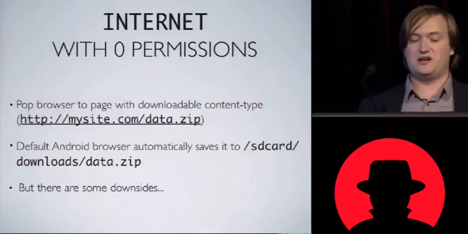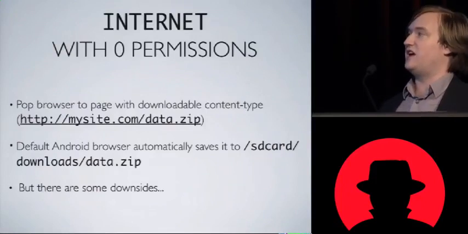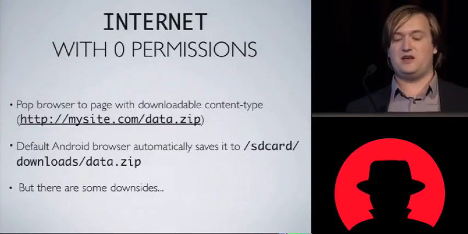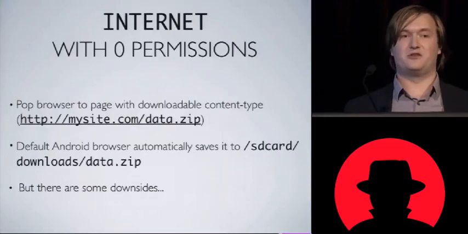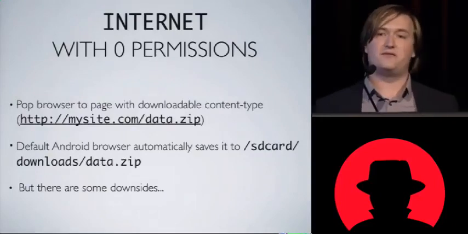So an easy way to do this would be to just pop the browser open to, say, a zip file, anything with a downloadable content type, and the browser will automatically save it to the SD card in the downloads directory, and anyone can read that. You don't need any permissions to read any file off of the SD card.